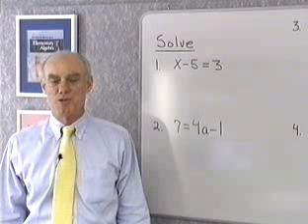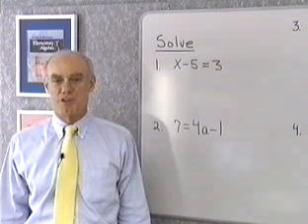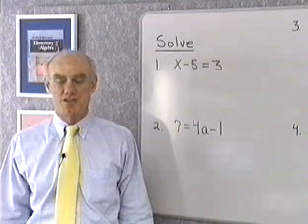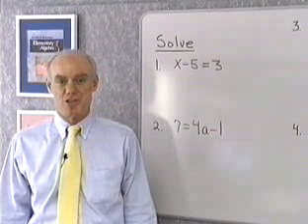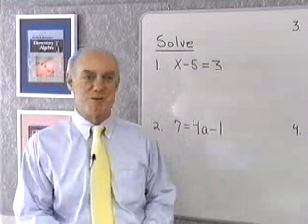Two main properties we use to solve equations. The first one is called the addition property of equality, and it tells us that we're free to add the same number to both sides of an equation anytime we want, and it won't change the solution. Let's try it with our first problem.